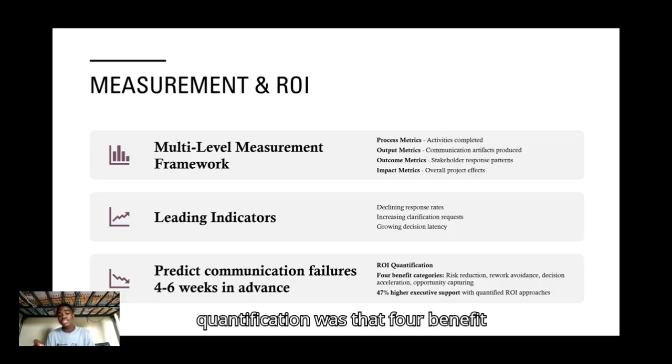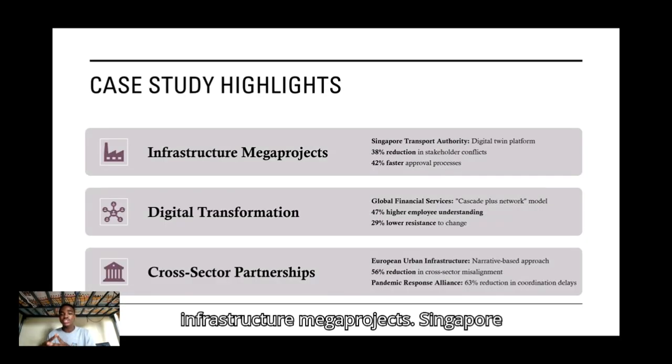The ROI quantification had four benefit categories: risk reduction, rework avoidance, decision acceleration, and opportunity capturing. 47% higher executive support with quantified ROI approaches. Case studies highlight infrastructure mega projects. Singapore Transport Authority digital twin platform, 38% reduction in stakeholder conflict, 42% faster approval process.